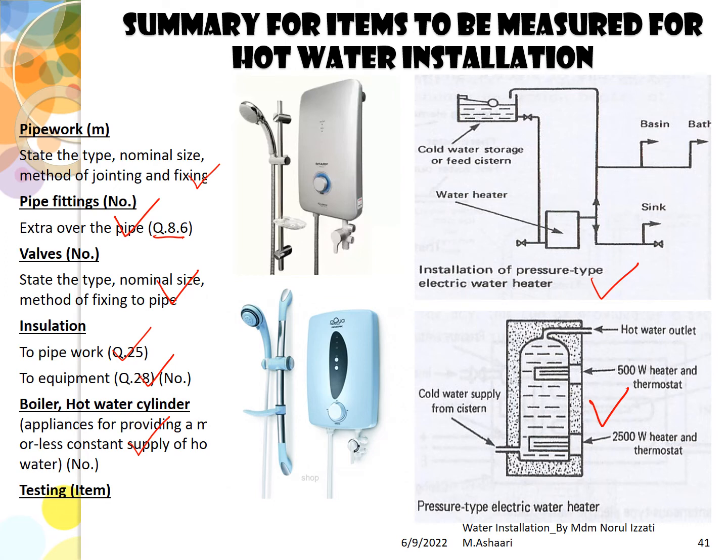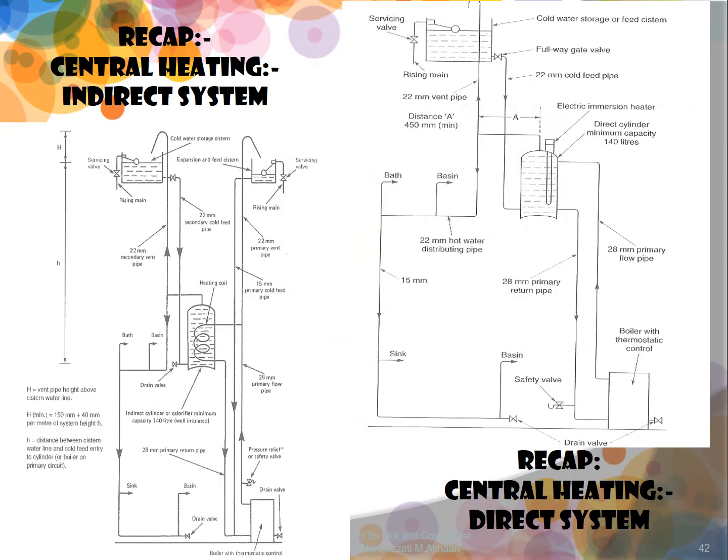Even in the toilet, every single outlet for the sink, for the bathtub, for the water shower hose, means the shower itself, you have both outlet. So all of this has to be double checked in case you would like to measure for the hot and cold water system. Okay, this is the recap for the central heating. You have two system, whether this heating is direct or indirect system.